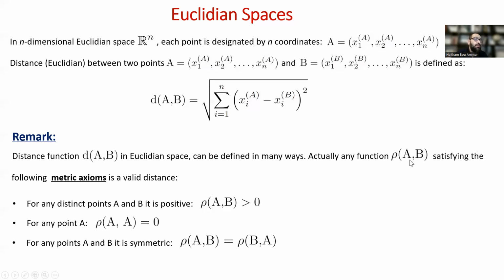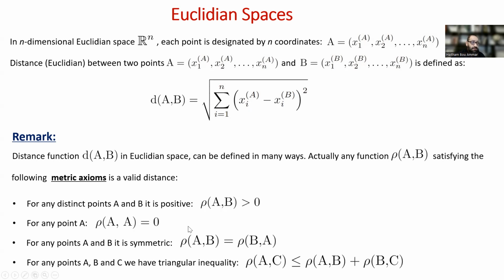By defining this function rho, if it satisfies the metric axioms of having a valid distance, of being positive if the points A and B are not the same, or being 0 if the point A is the same point, and being symmetric, then you still have a valid distance. And the last part we need is for the triangle inequality to hold.